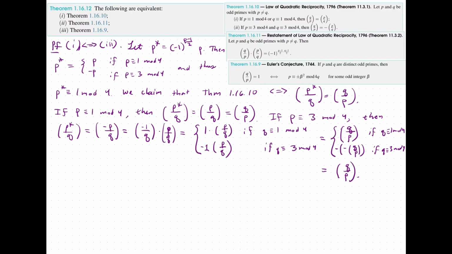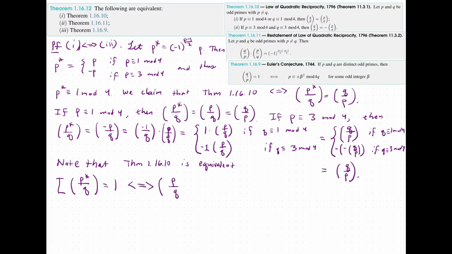So now let us note the following. So theorem 1.16.10 is equivalent to the following statement. So we have P star on Q is equal to 1 if and only if P on Q is equal to 1. So we have this here. And so of course this is just a restatement of this equality.